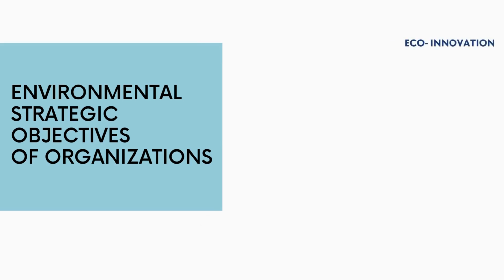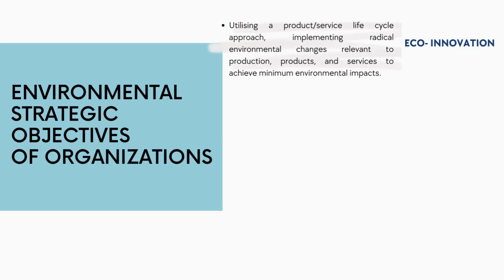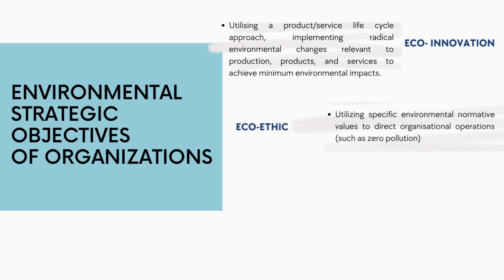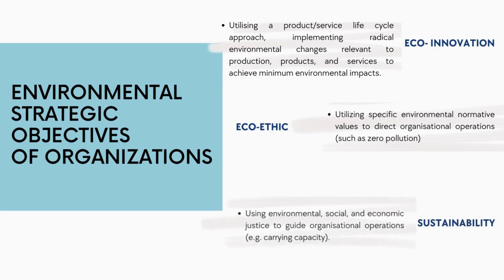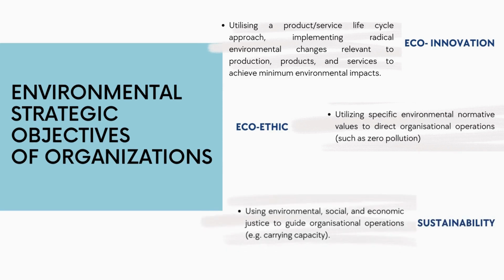The fourth aspect is eco-innovation, which utilizes a product, service life cycle approach and implements radical environmental changes relevant to production, products, and services to achieve minimum environmental impacts. The fifth aspect is eco-ethics, which utilizes specific environmental normative values to direct organizational operations, such as zero pollution. The last one is sustainability, using environmental, social, and economic justice to guide organizational operations, for example carrying capacity.